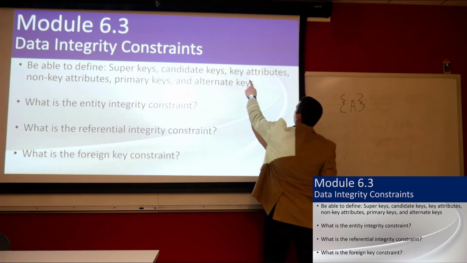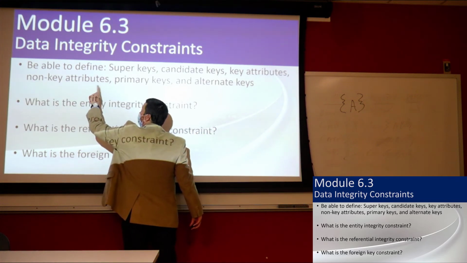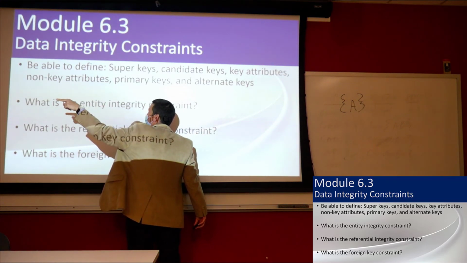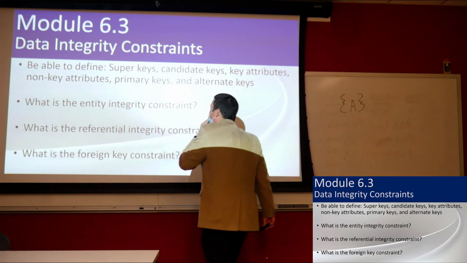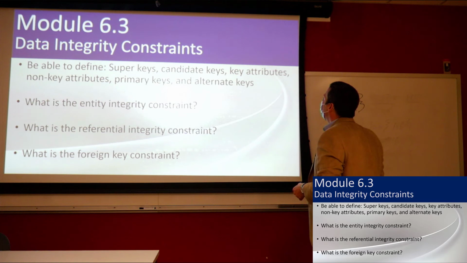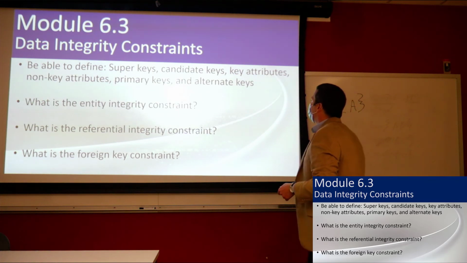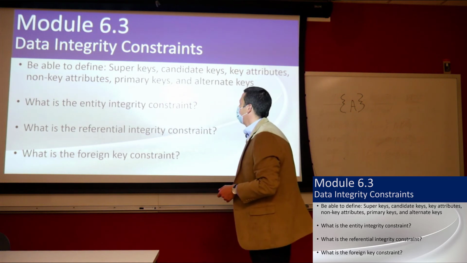Key attributes are proper subsets of a candidate key. And non-key attributes are not a subset of a candidate key, right? Not a subset of a candidate key, because a candidate key is a subset of itself. That's why it has to be not a subset of a candidate key. Otherwise, a candidate key would be a non-key attribute. And then alternate keys are just candidate keys that we did not select as the primary key.